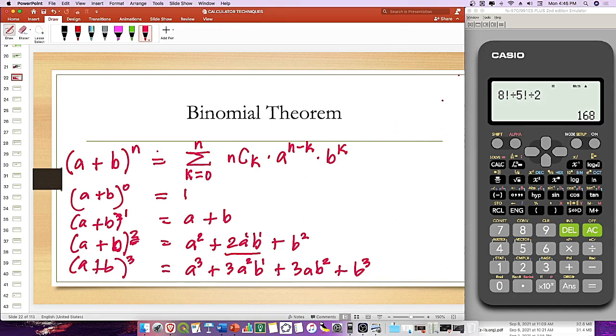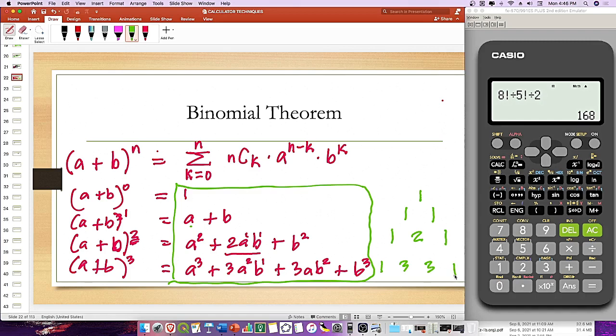Now take note of this. This will be the expansion, right? If you expand a binomial, this will be the result. Now, if we take the coefficients, for the power of 0 we have a coefficient of 1. a and b will have coefficients of 1 and 1. a squared plus 2ab plus b squared will have the coefficients 1, 2, 1. So if you notice, this forms a Pascal triangle. We have here 1, 3, 3, 1. This is actually our Pascal's triangle. This is very important, especially in dealing with binomials.